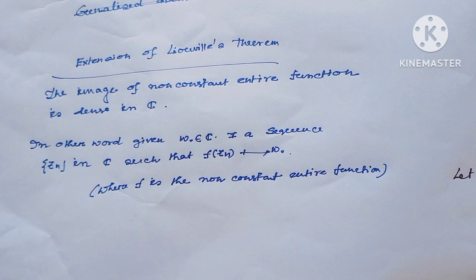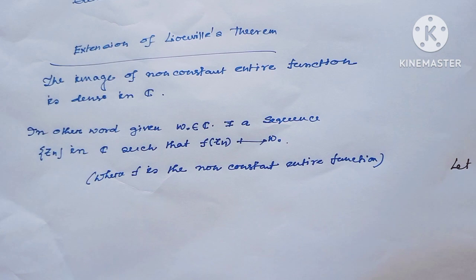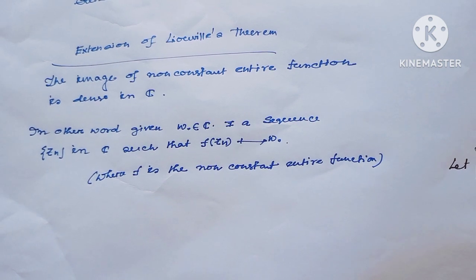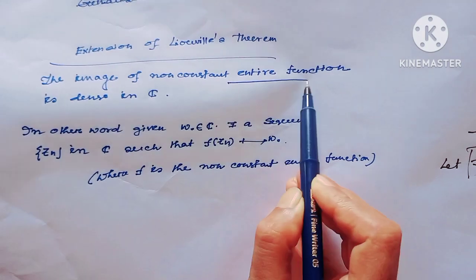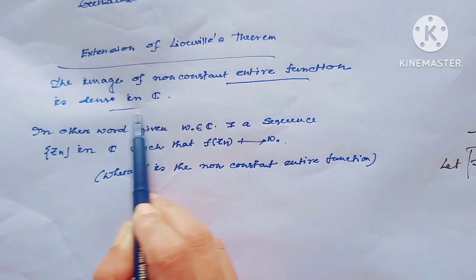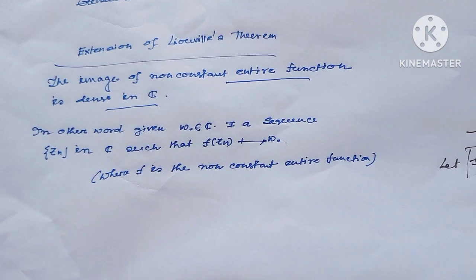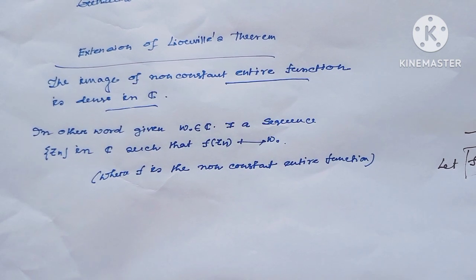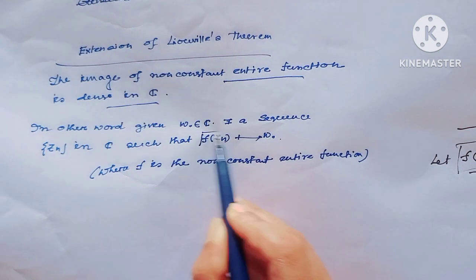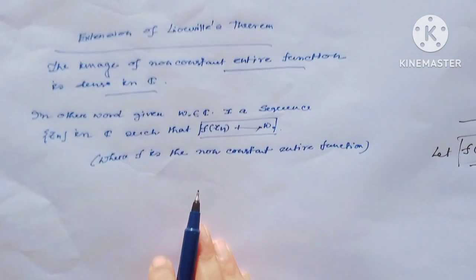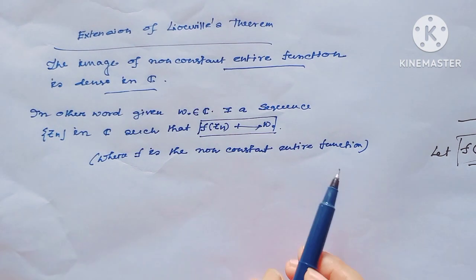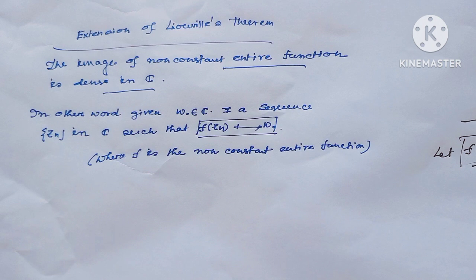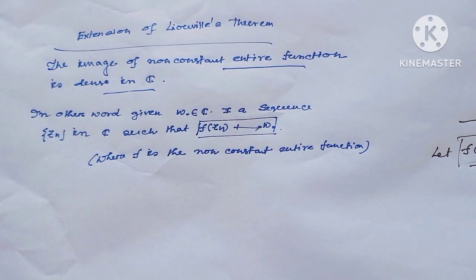Next I will see one exercise about extensions of Liouville's theorem. The exercise: the image of a non-constant entire function is always dense in the complex numbers. That means, in other words, given w0 belonging to the complex numbers, there exists a sequence zn in the complex numbers such that f(zn) goes to w0, where obviously this f is a non-constant entire function. I hope all my viewers have understood.